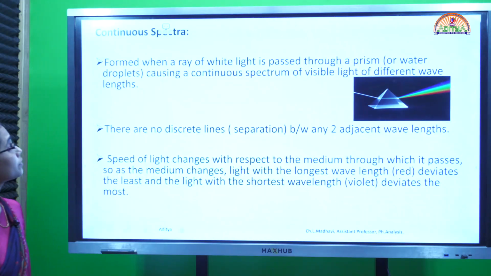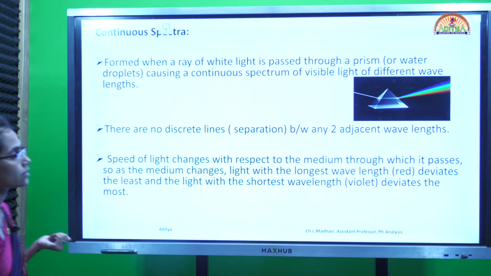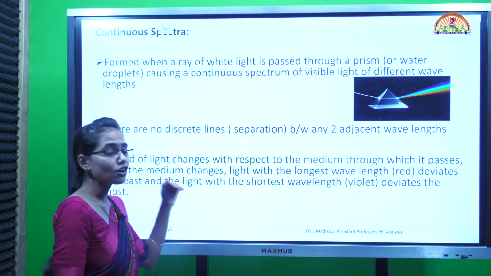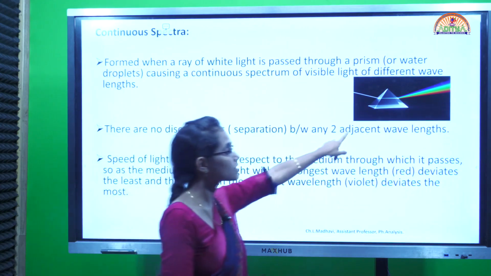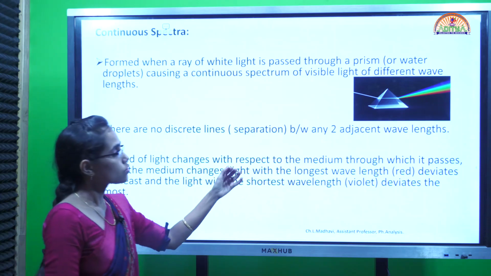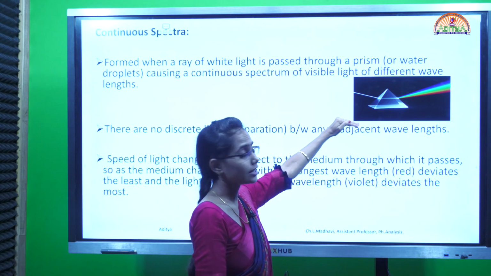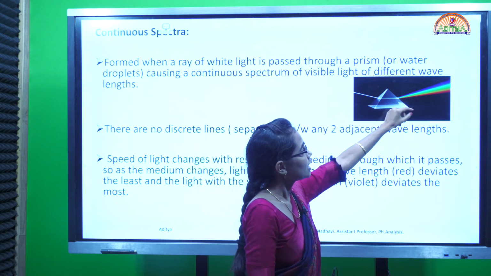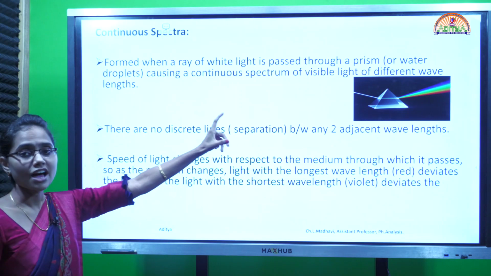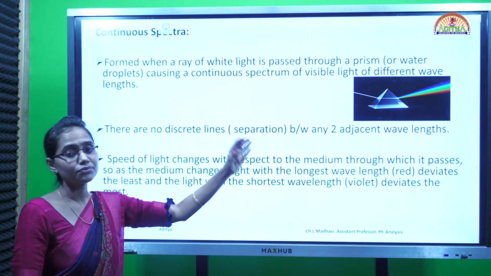And then the third type of spectra that we have is continuous spectra. Continuous spectra is obtained when a ray of white light is passed through a prism or onto a water droplet. When it is passed onto a prism, as we can see here, the ray of white light gets into the prism and gives us a continuous band. That continuous band has different wavelengths. It gives visible light of different wavelengths.